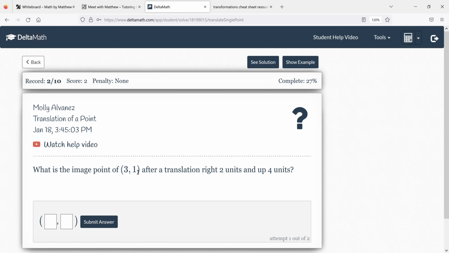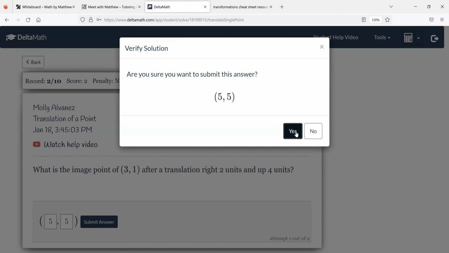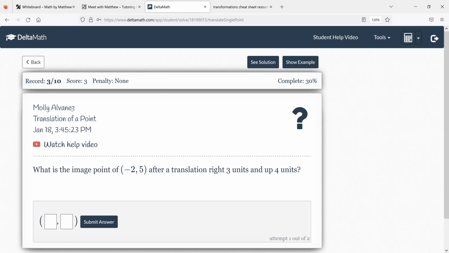Okay, same thing here. Why don't you try this one on your own? See what you come up with. 5, 5. Sounds right. This one's right 3, so you're adding 3. Up 4, so you're adding 4. 1, 9. Very good.